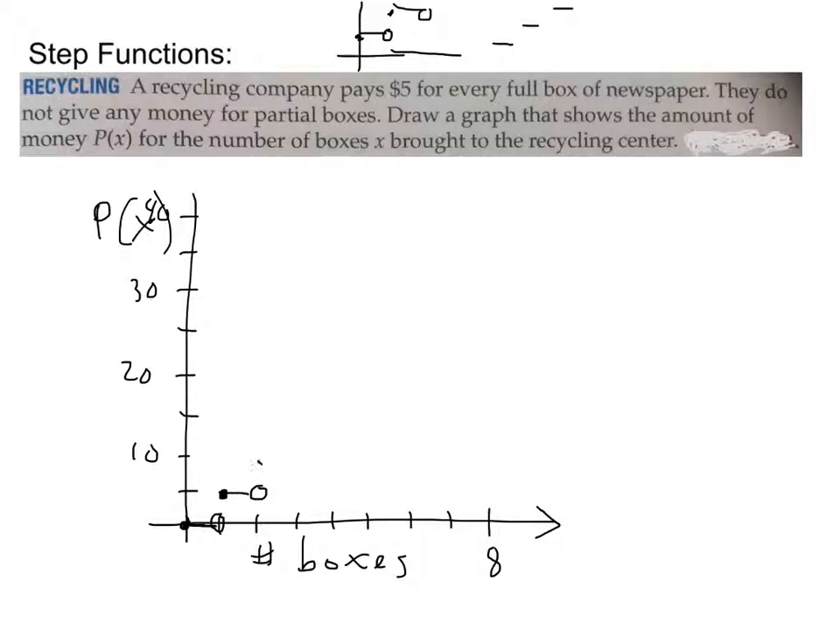Then from 2 up to not including 3, we'd have that. From 3 up to, but not including 4. From 4 to 5, 5 to 6, 6 to 7, 7 to 8, and so on. So that's what your step function would look like. Clean up your circles, make them a little bit nicer. Again, on an iPad it's hard to draw these. It's a lot simpler on a piece of paper. Okay, so that's what a step function looks like. That's what this function would look like specifically.